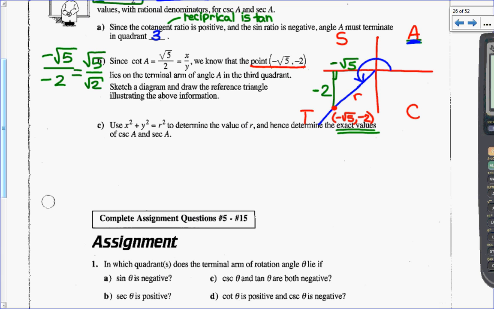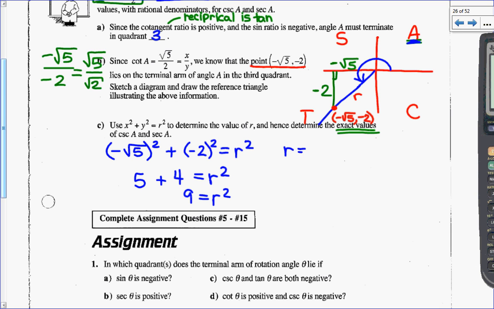So Pythagorean theorem, x squared plus y squared equals r squared. My x squared would be negative root 5, and I need to make sure I bracket that so that whole value is being squared, plus negative 2 squared is going to equal r squared. Negative root 5 squared is just 5 if you plug that into your calculator, and negative 2 squared is 4. So 9 equals r squared, so r equals 3. Take the square root of both sides. r is 3.